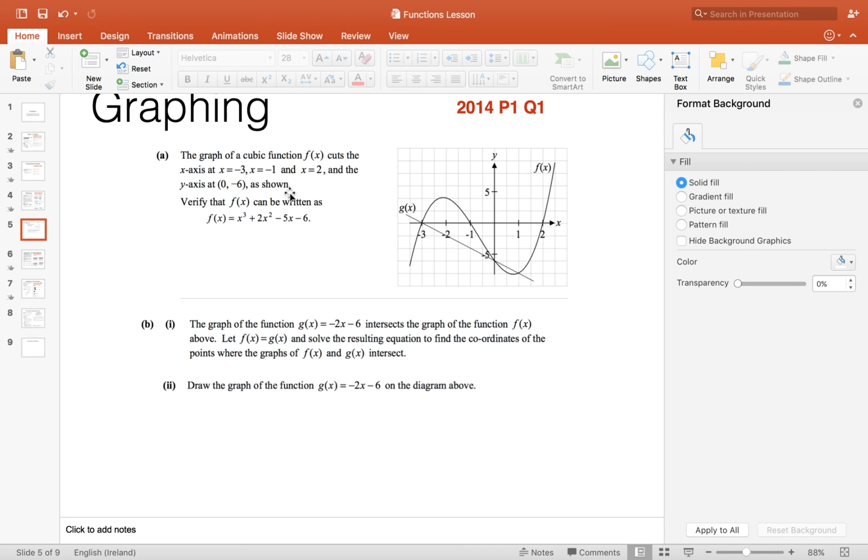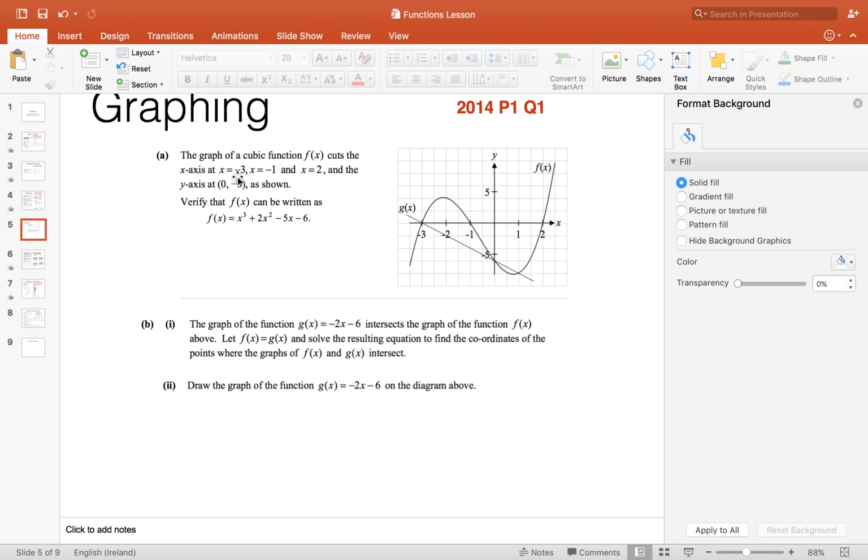So here the question tells us about a cubic function, which means it goes up, down, and up again. It has two tails, this one and this one, that point in opposite directions. We also see, so that's f of x. We also see a line called g of x that intersects with this graph.